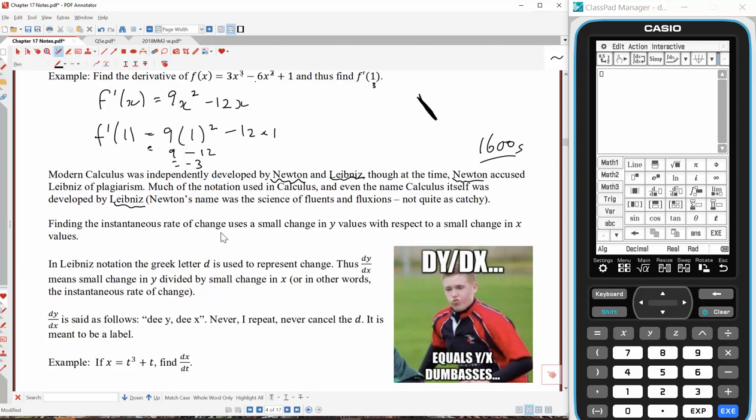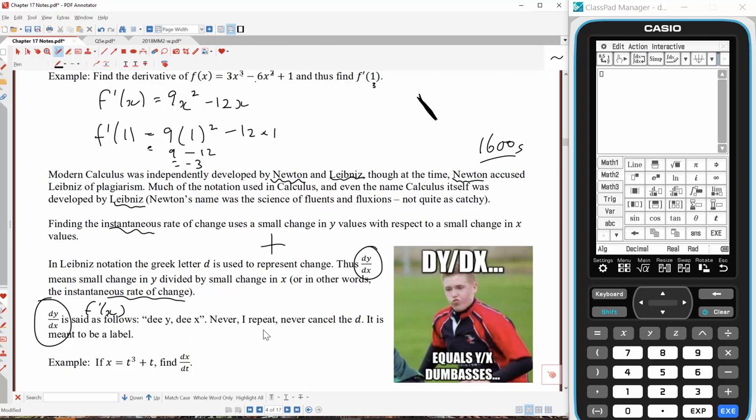So finding the instantaneous rate of change uses a small change in y values with respect to a small change in x values. So that's what we're doing basically, is to find the instantaneous rate of change. We have a small change in y with respect to a small change in x. And in Leibniz, he used the Greek letter d to represent change. Thus, when you see this in terms of calculus, dy dx, it means small change in y divided by small change in x, or the instantaneous rate of change. And that dy dx is another way of saying f dash x. Okay, so we say dy dx.